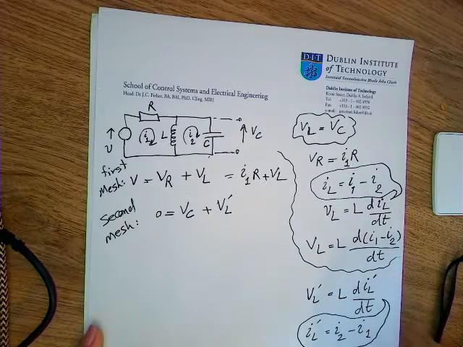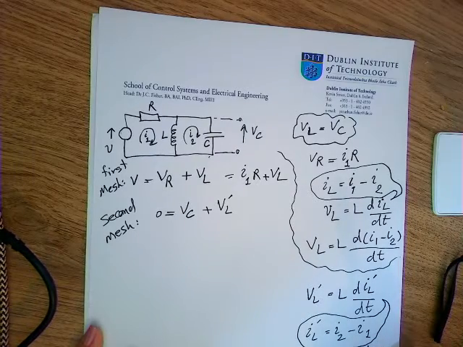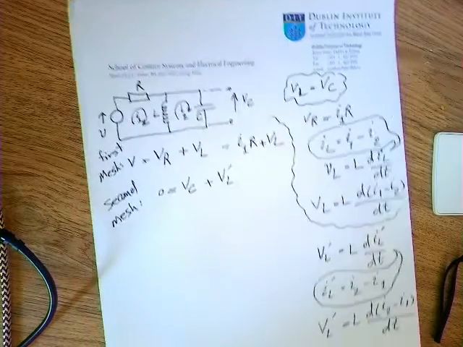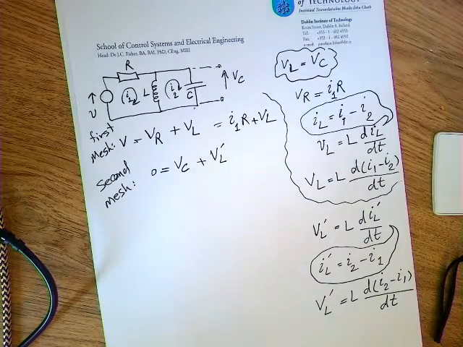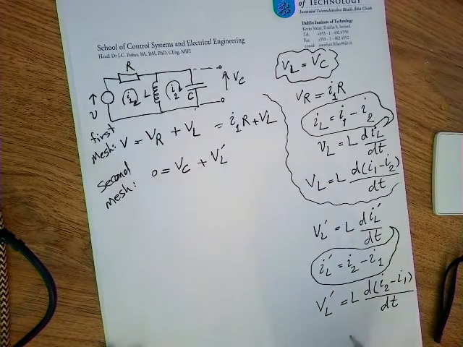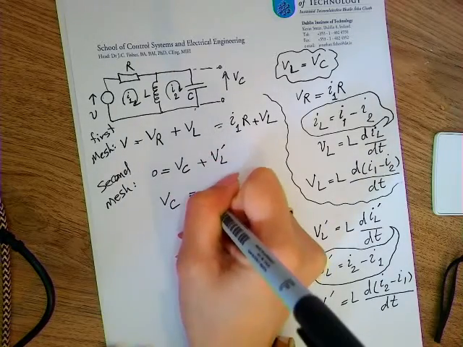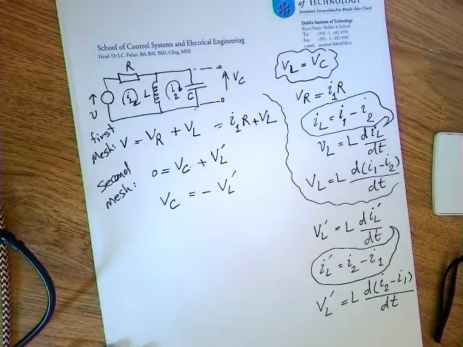I'm going to substitute that there. So I will have VL prime is equal to L derivative of I2 minus I1. You know that that subtraction can come out. Just keep that in mind. Okay, so we have VL prime here that can go up there. So our VC is equal to minus VL prime. I took one of them to the other side.